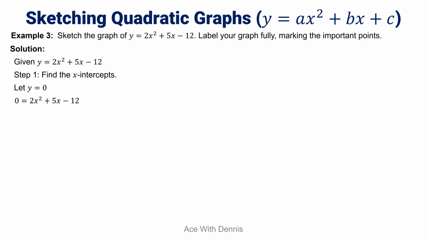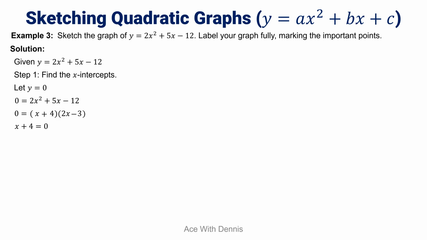Hence, 0 equals 2x squared plus 5x minus 12. Then we solve this equation by factorizing it. 0 equals double brackets, x, and 2x times x gives 2x squared. 4 times 3 gives 12, and I'll put a plus and a minus here so that I will have 8x minus 3x, which gives 5x.